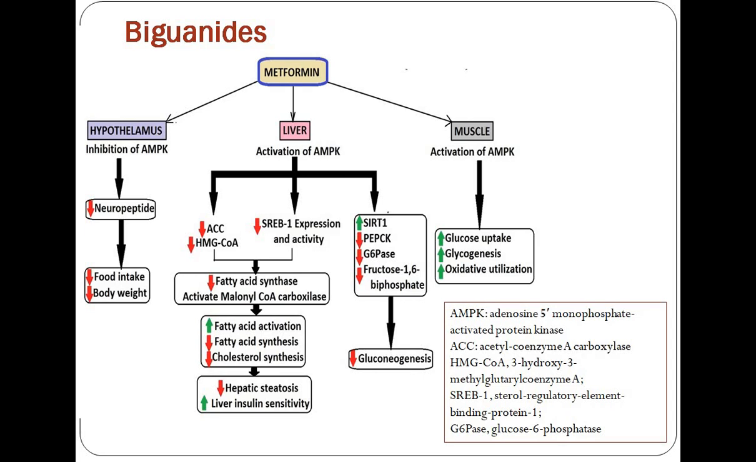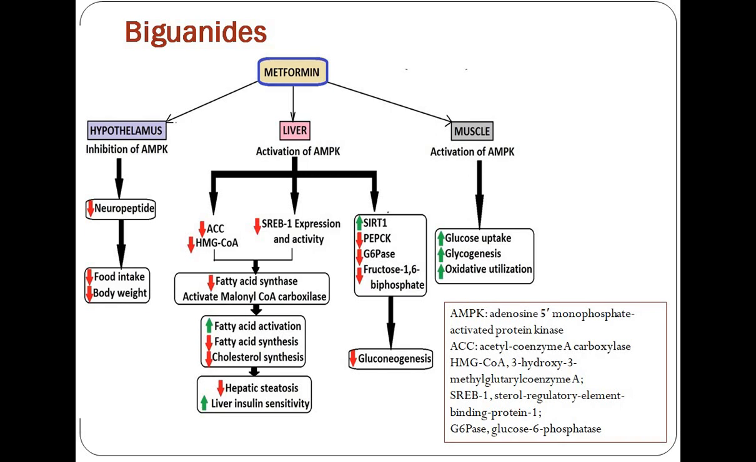Now under the biguanides, metformin is the only drug which is on the market. Phenformin is not available, it is withdrawn from the market. Now metformin is not going to enhance the release of insulin. Right? It is not going to enhance the release of insulin. How is it going to act? Metformin in the hypothalamus will cause the inhibition of AMPK.